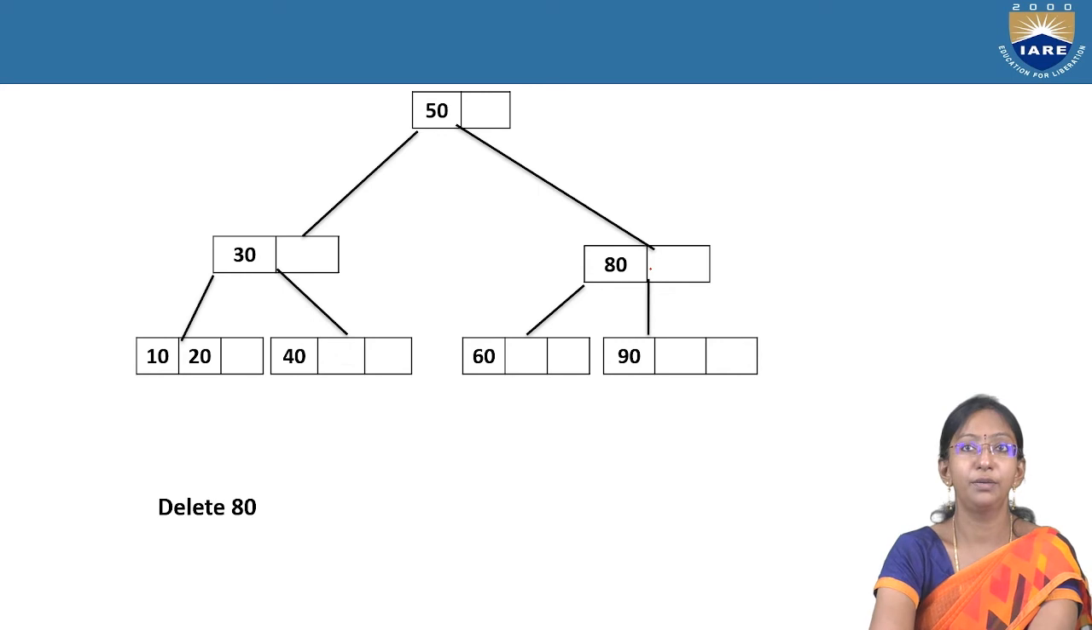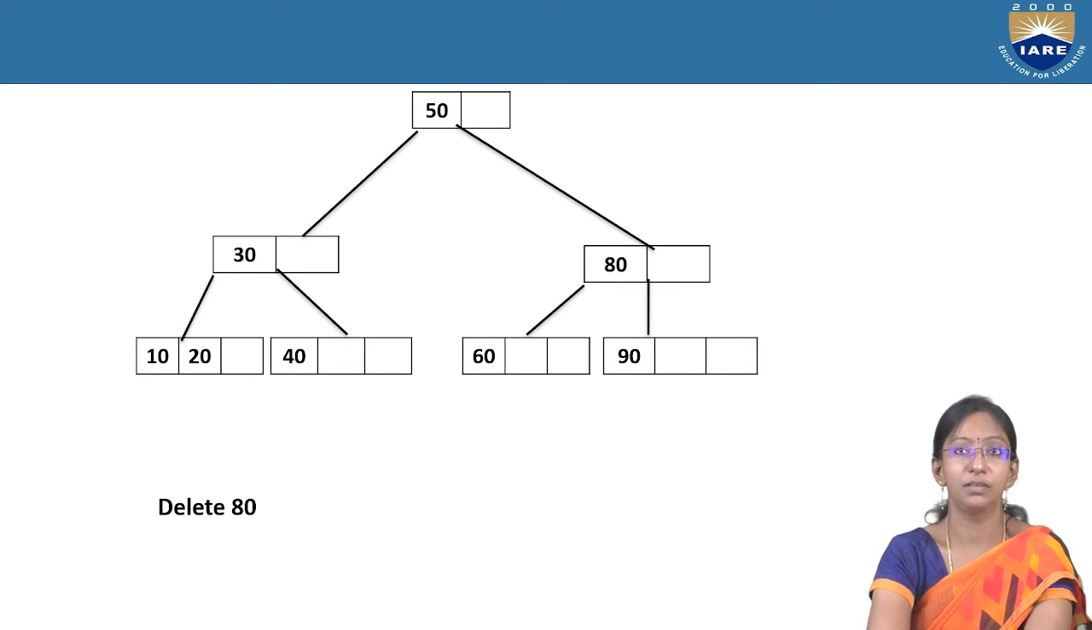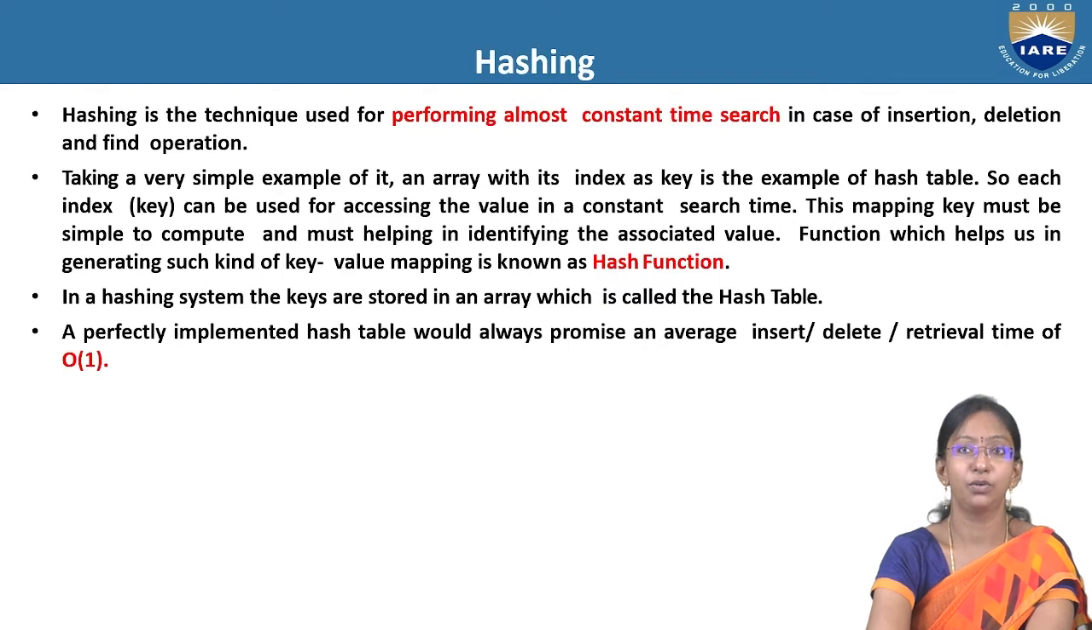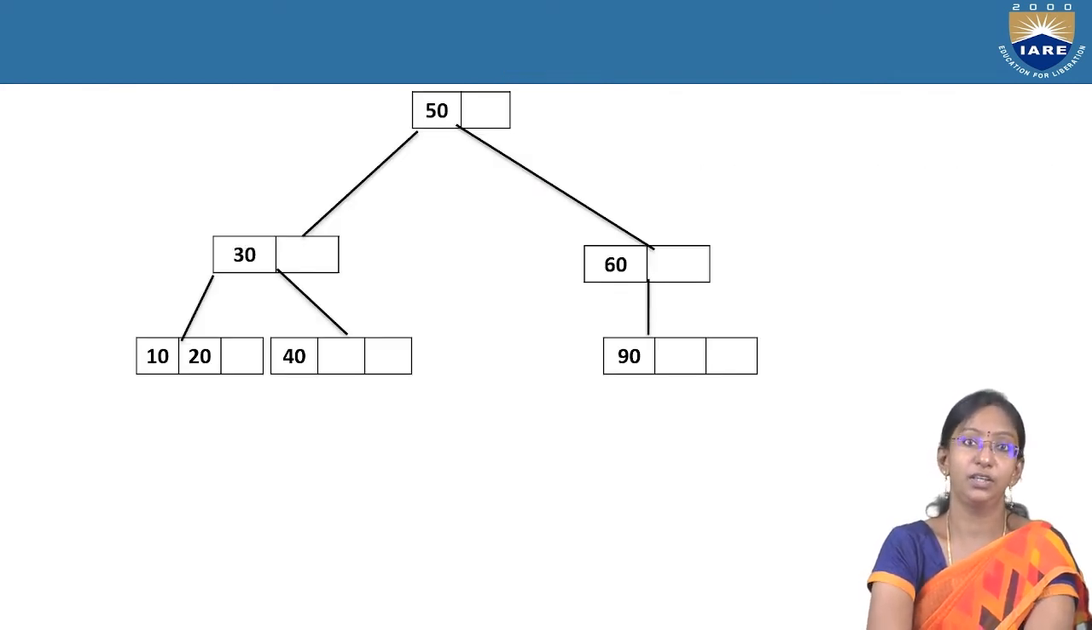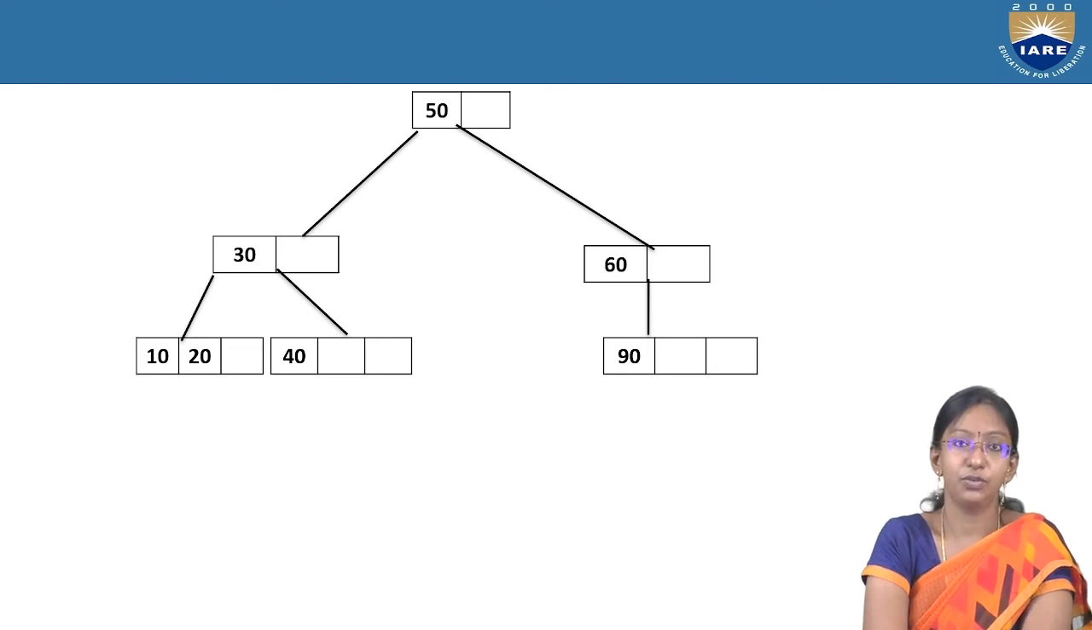Now what if I remove 80? That is one primary question. If I remove 80, send 60 to the top. Okay, this is your final deletion in case of M-way search trees.